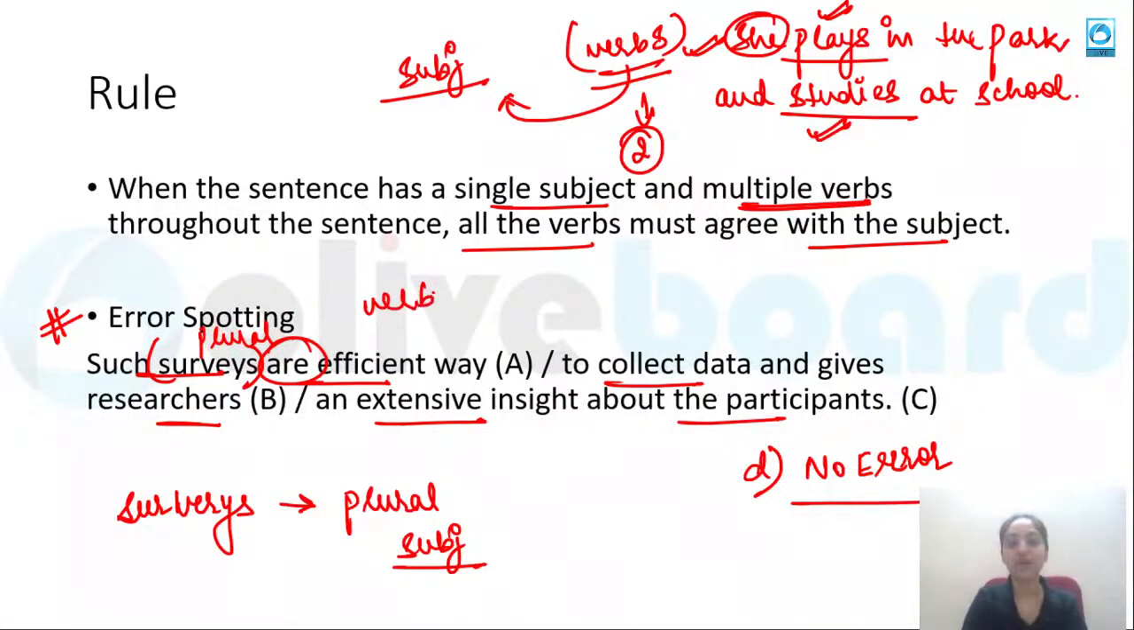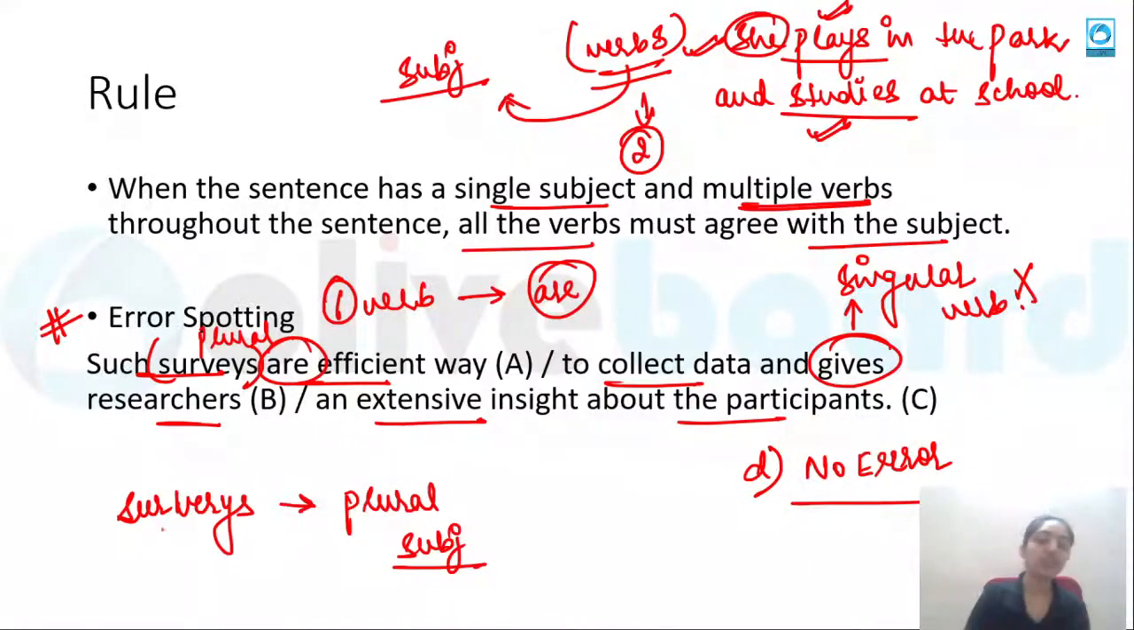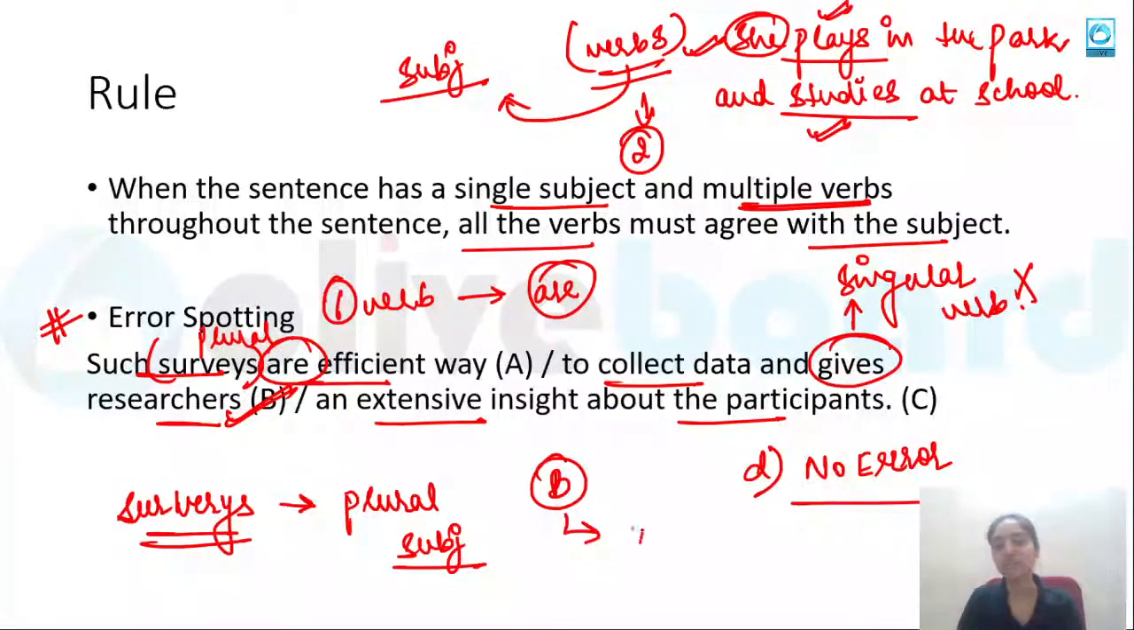That is why the first verb that we are using is are, which is a plural verb. But the second verb that we are using is gives. Gives is a singular verb, which makes this sentence incorrect. Because your subject is plural, your verb must also be plural. So here the correct answer is option B, where gives must be replaced by the word give.